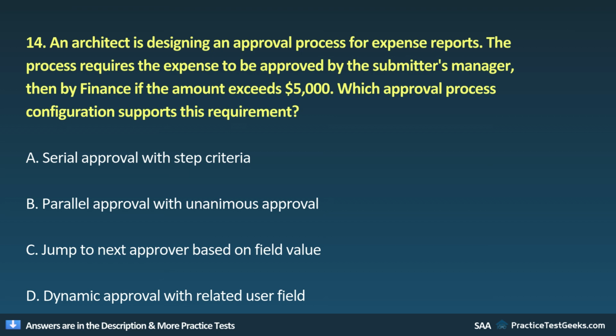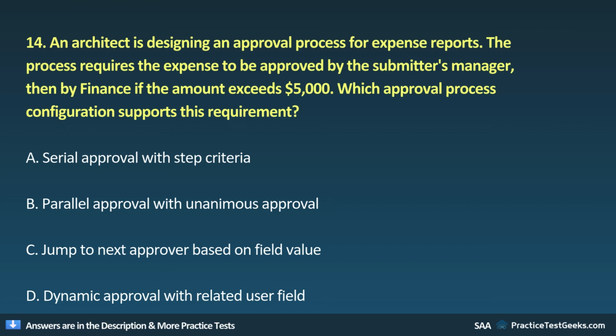14. An architect is designing an approval process for expense reports. The process requires the expense to be approved by the submitter's manager, then by finance if the amount exceeds $5,000. Which approval process configuration supports this requirement?